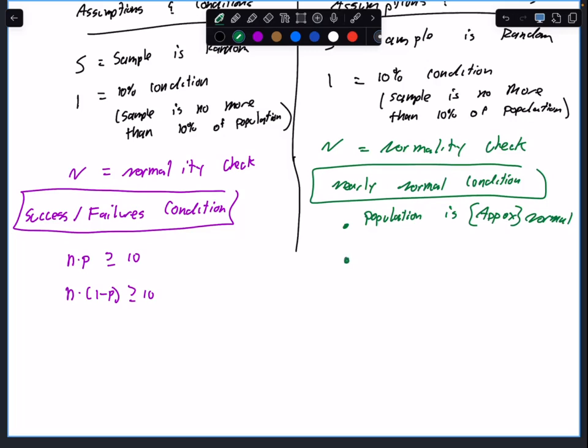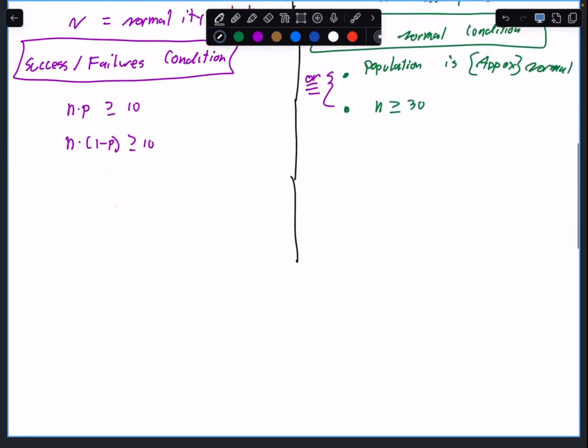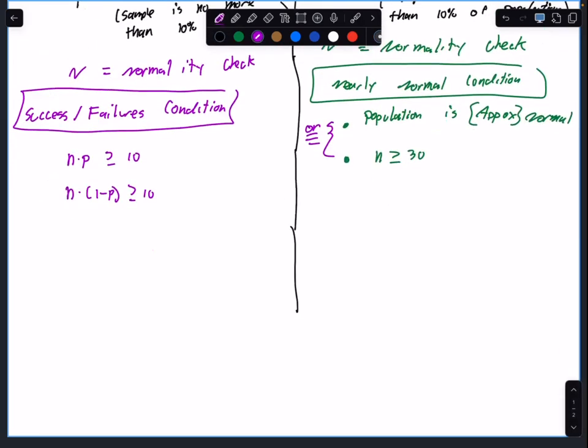Or N is greater than or equal to 30. Okay? This is an or. One or the other has to be true. If all of the conditions pass, then the distribution is approximately normal. We can approximate the results with a normal model.